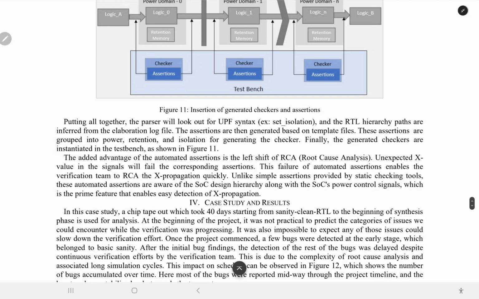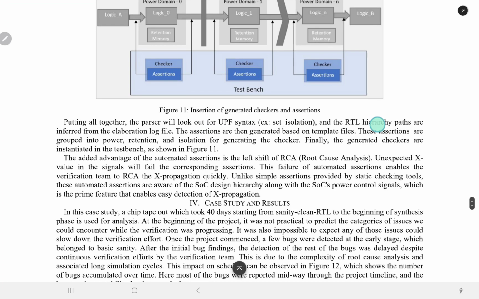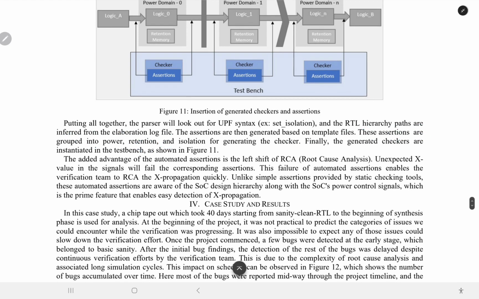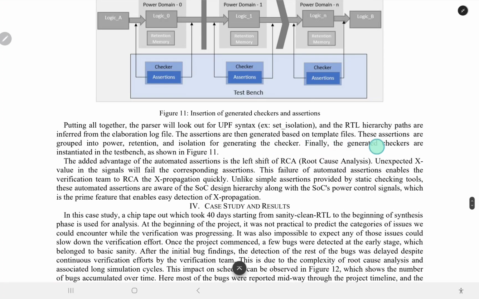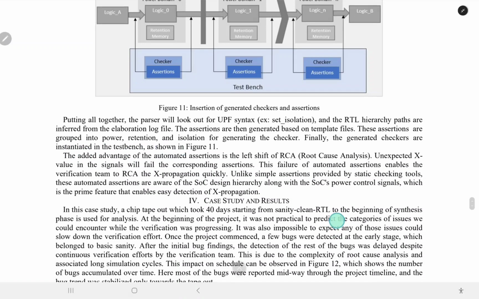Putting it all together, the parser will look out for UPF syntax, for example set_isolation, and RTL hierarchy paths are inferred from the elaborating log files. The assertions are then generated based on the template files. These assertions are grouped into power, extension, and isolation for generating the full checker. Finally, the generated checkers are instantiated in the test bench as shown in figure 11.